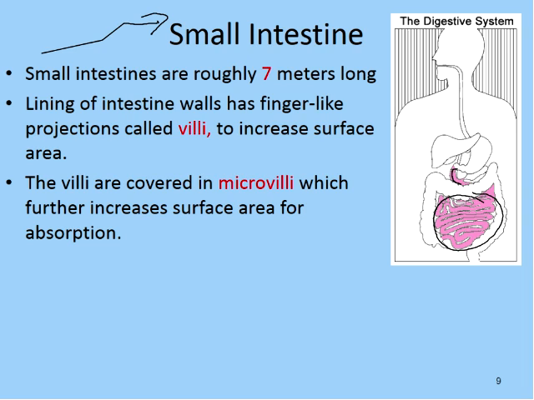The lining of the small intestine has little fingers called villi, however you want to pronounce it. They kind of tickle your food as it goes down. Then they're covered with little microvilli that increase the surface area for absorption. That's the thing, it's hard to absorb something that doesn't have a big surface area.